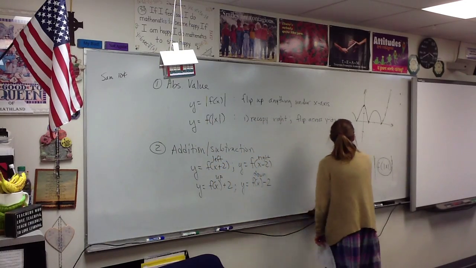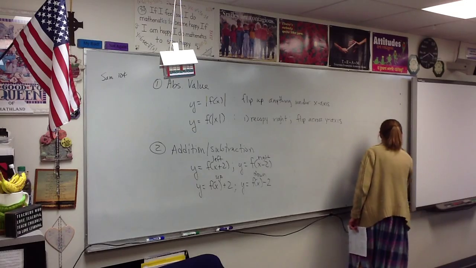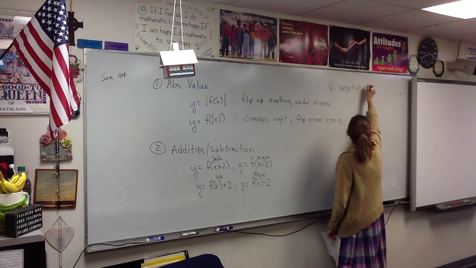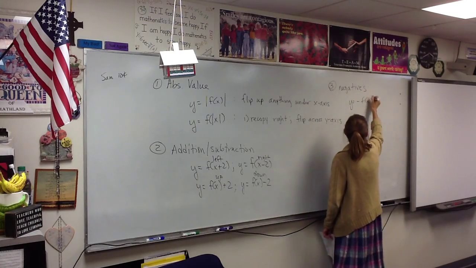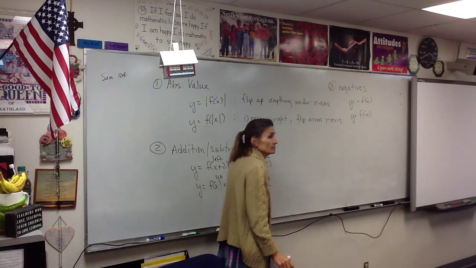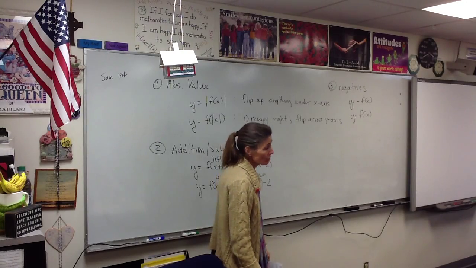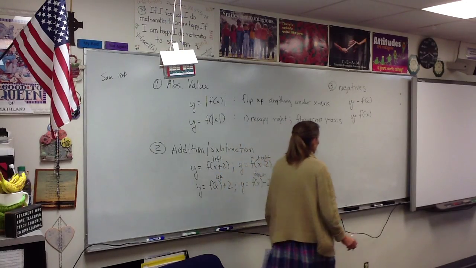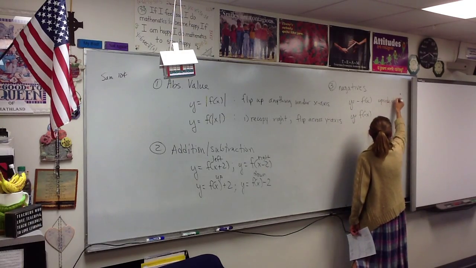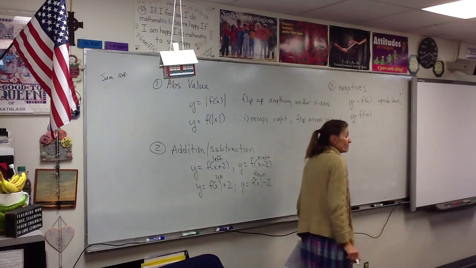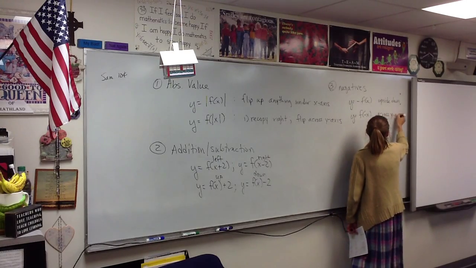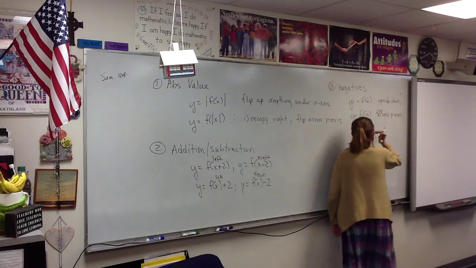You also need to know about negatives. And there's two kinds of negatives. You can have the negative out in front, or you can have the negative in with the x. These are the rules. We're supposed to know these already. We're just reviewing. What's the negative out in front do? That's your upside down. What's your negative on the x do? Across y-axis. And that's a flip across the y-axis.